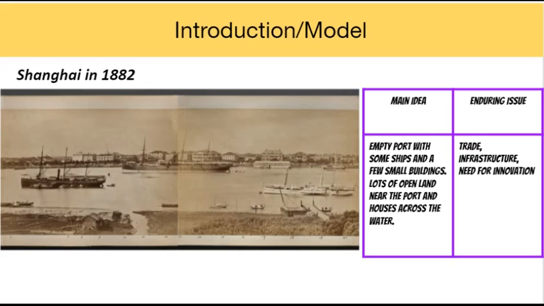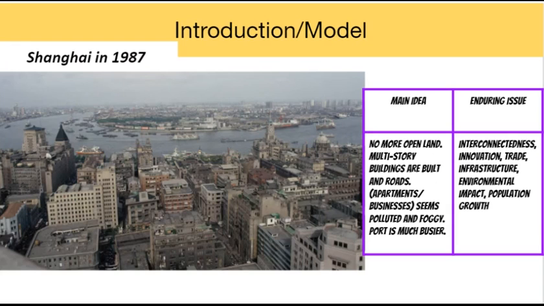Now, when I think of enduring issue, I don't write one. I try to write as many as I can because you're looking to find one common enduring issue throughout. Okay, next. Shanghai in 1987. Main idea, I wrote no more open land, multi-story buildings are built, there's roads, apartments, businesses. So it seems polluted and foggy. The port is much busier, modern ships and all that. Cargo, maybe there's a train over here.